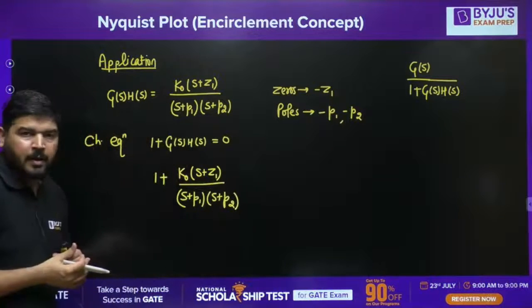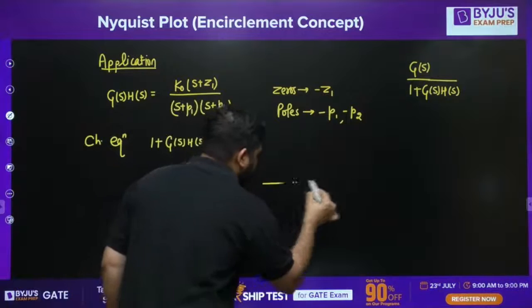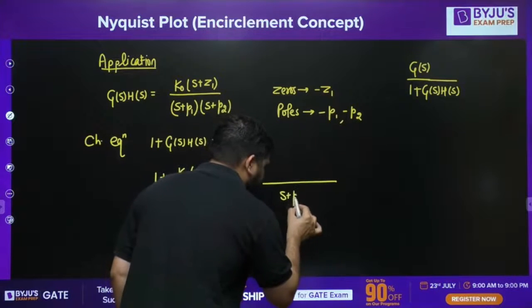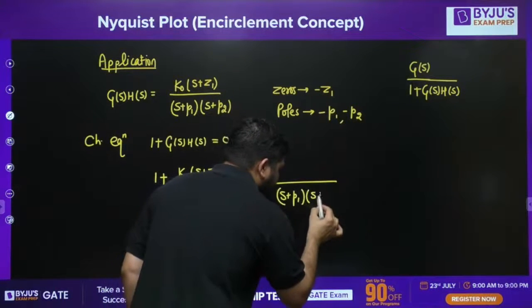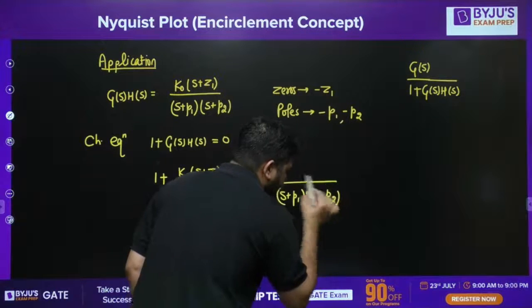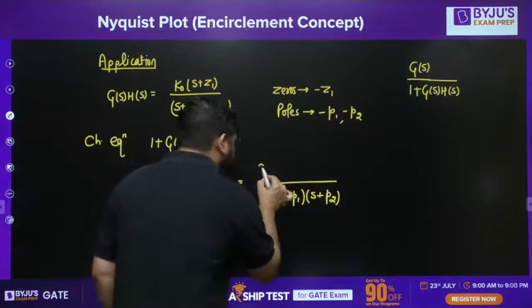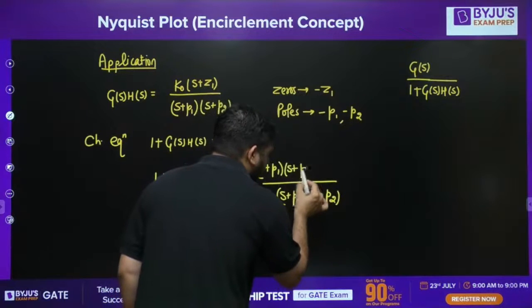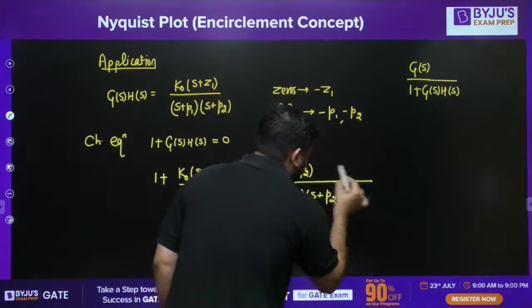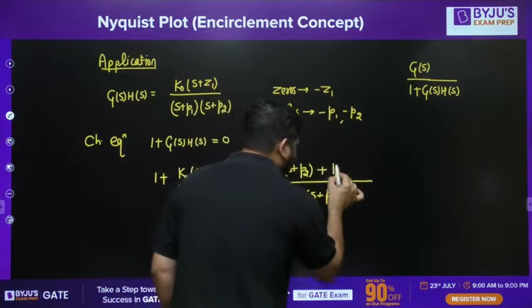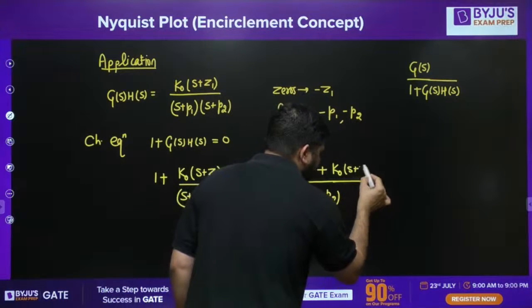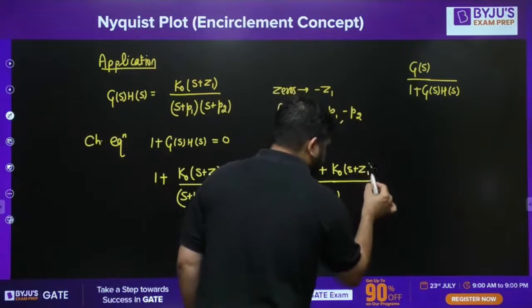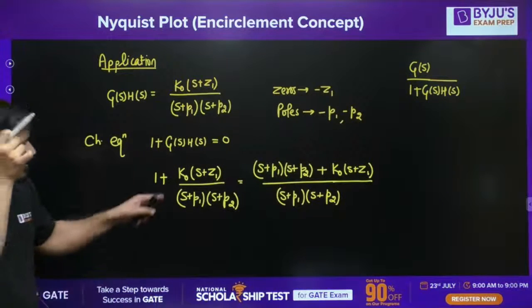Fine. So if I take the LCM, it will look like this: (S plus P1) into (S plus P2) in the denominator, and in the numerator you will have (S plus P1) into (S plus P2) plus K naught into (S plus Z), S plus Z1, let's say. So this is my characteristic equation, guys.